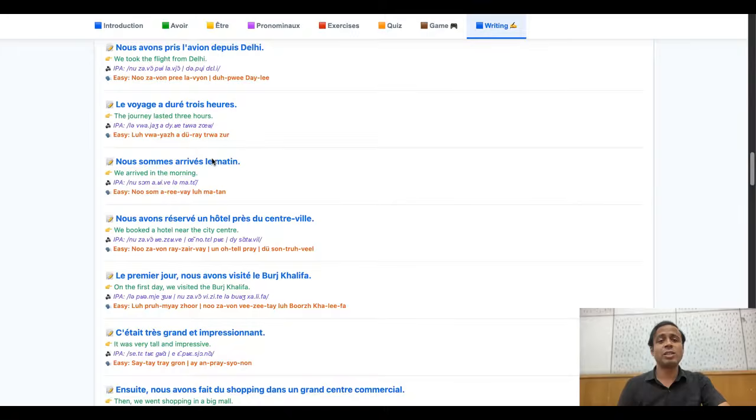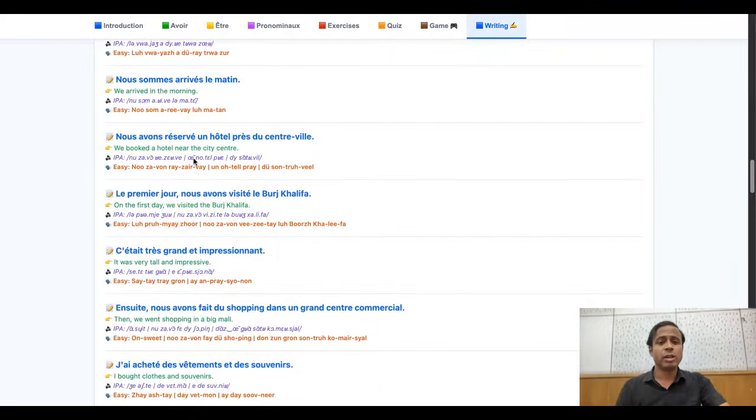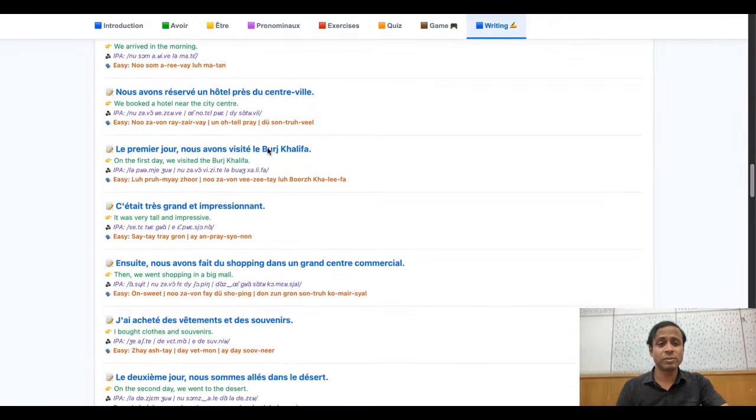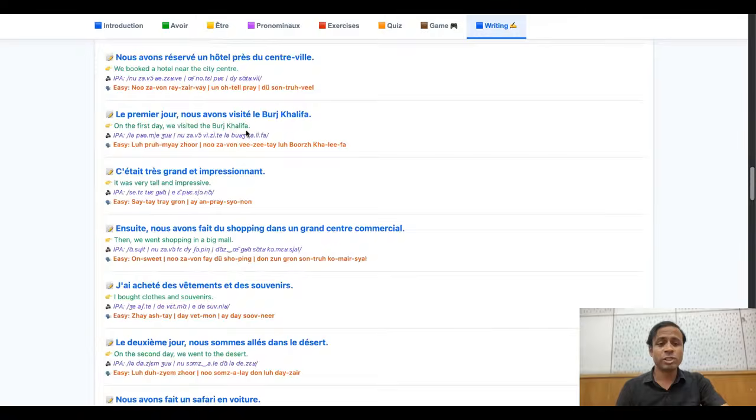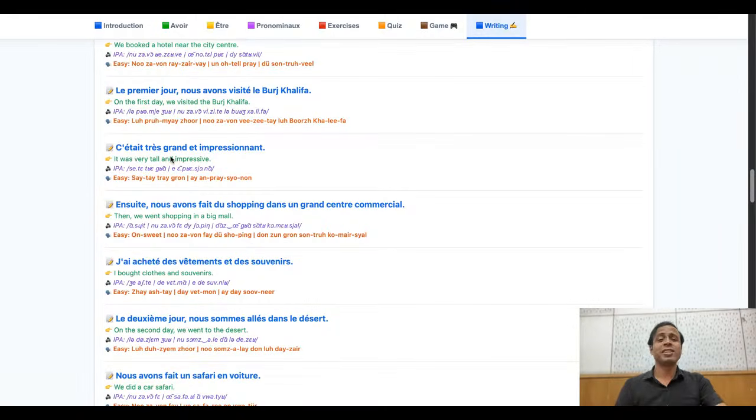Le voyage a duré 3 heures. The journey lasted 3 hours. Then nous sommes arrivés le matin. We arrived in the morning. And nous avons réservé un hôtel près du centre-ville. So we booked a hotel near the city center. Le premier jour, nous avons visité le Burj Khalifa. So the first day, we visited Burj Khalifa. C'était très grand et impressionnant. Okay, it was very tall and impressive.